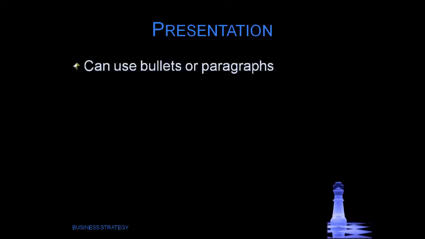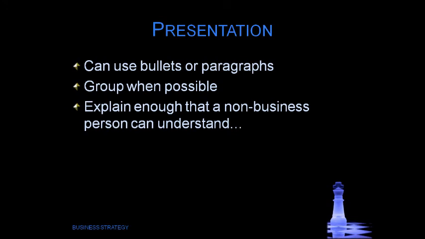The presentation, and by this I mean how you write the macro analysis. You can use bullets or paragraphs. I prefer bullets, but sometimes paragraphs work better. Whenever you can, group things together. For example, if you're going to talk about loans, then you might want to talk about availability, interest rates, the tightening of how much they'll loan a new small business. Explain enough that a non-business person can understand it, but don't beat it to death. Just say what you have to say.